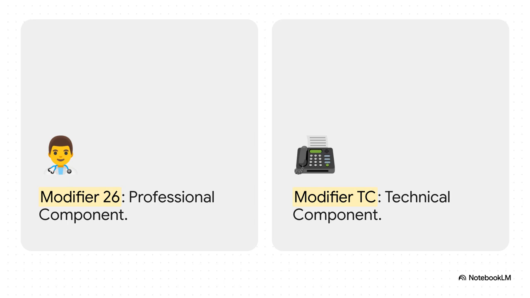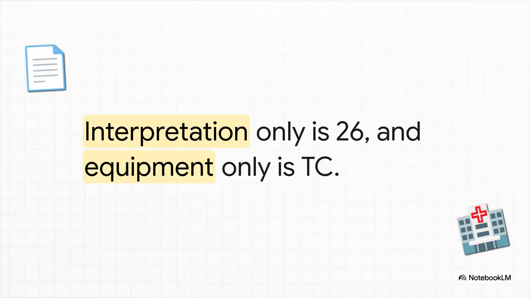Modifier 26 covers the professional component. That's the physician's interpretation and their written report. The TC modifier, on the other hand, covers the technical component, meaning the hospital's actual equipment and their staff. Now, if one single entity did both of these things, you just bill a global code with no modifier at all. Which brings us to our final decision rule to lock in the split billing logic.